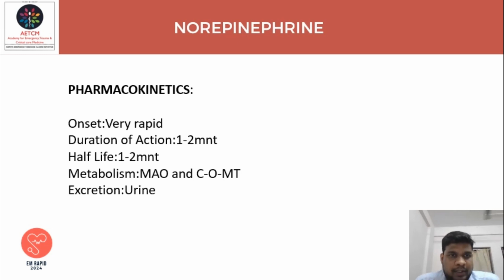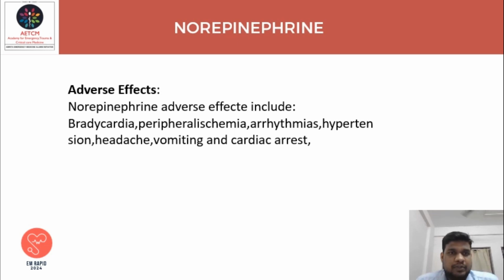Coming to the pharmacokinetics, its onset of action is very rapid. Duration of action is 1 to 2 minutes. Half-life is 1 to 2 minutes. Metabolism is by monoamine oxidase and catechol-O-methyltransferase. Excretion is through urine. Coming to the adverse effects, norepinephrine adverse effects include bradycardia, peripheral ischemia, arrhythmia, hypertension, headache, vomiting, and cardiac arrest.